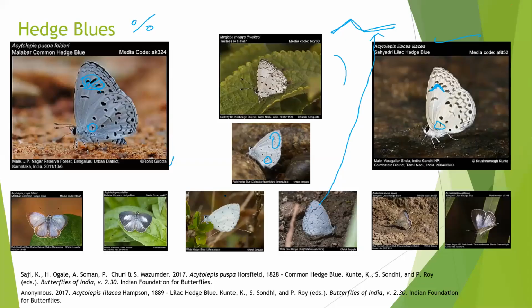I think there is no doubt in distinguishing between this lilac hedge blue and the Malabar common hedge blue and the white disc and the white hedge blues. And there is another very similar butterfly, which is called the Malayan. The Malayan, you can see, is a very small insect as compared to the hedge blues. And you'll find that all these hedge blues don't have a tail.